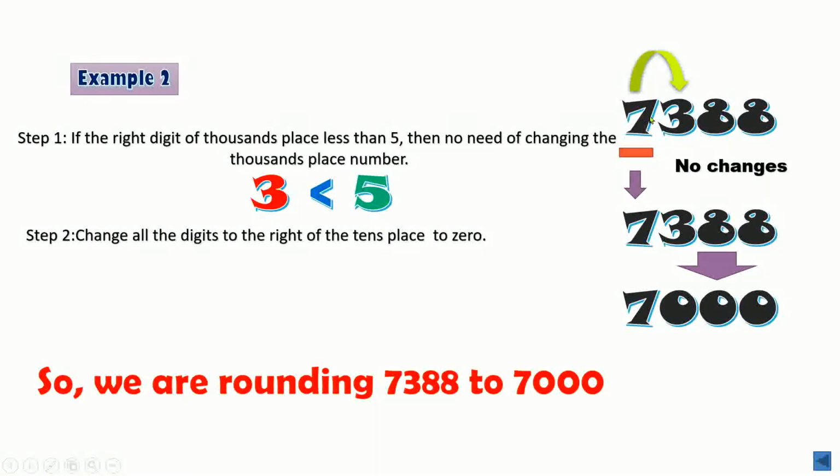Example 2. 7388. Step 1. If the right digit of the thousands place is less than 5, yes, 3 is less than 5. So no need of changing the thousands place number. So no, we are not changing 7. We are writing it as it is. Step 2. Change all the digits to the right of the thousands place to 0. So 3, 8, 8, we are changing to 0. So, we are rounding 7,388 to 7,000.